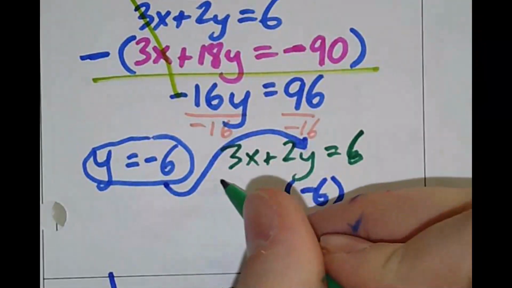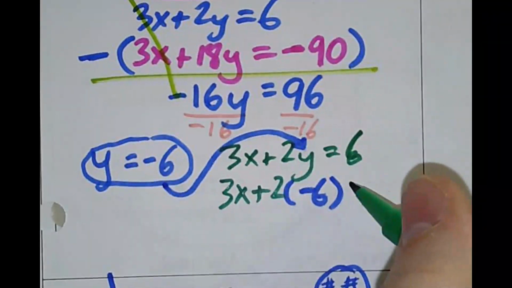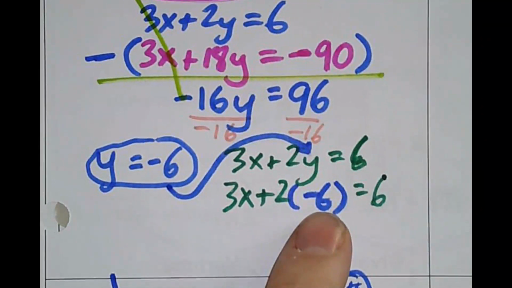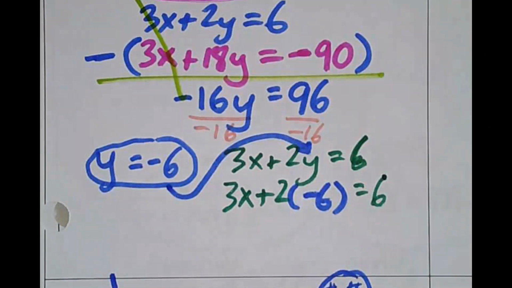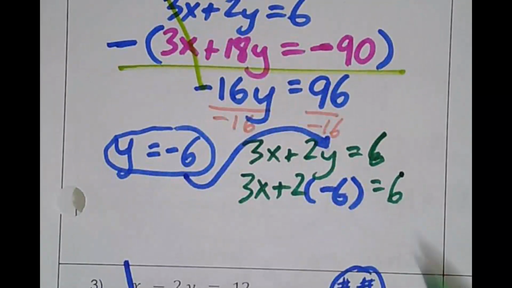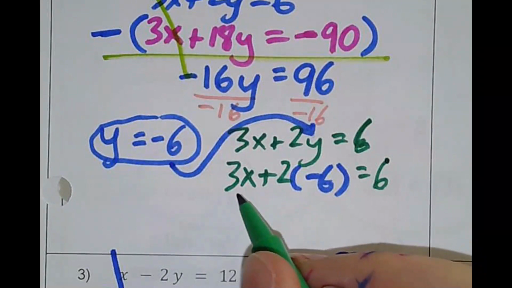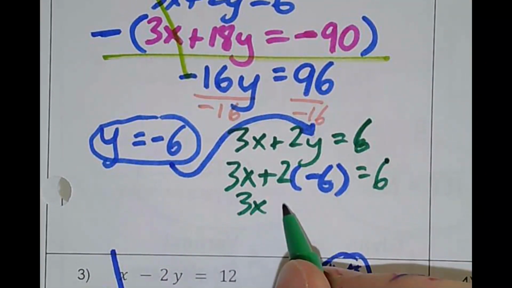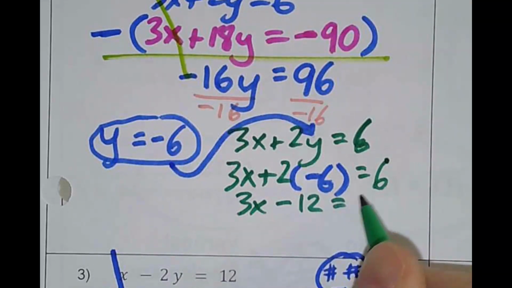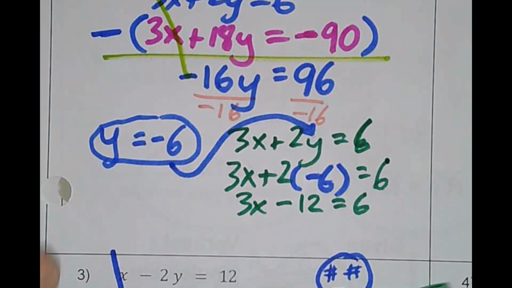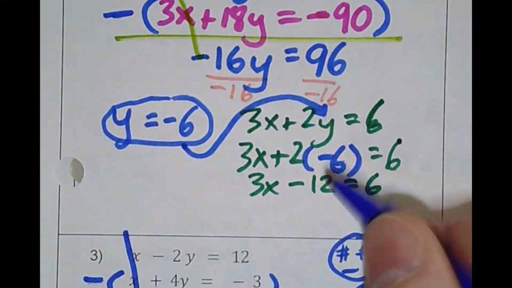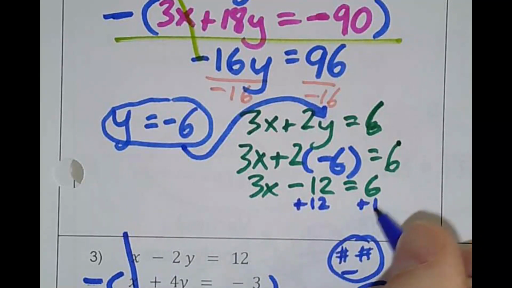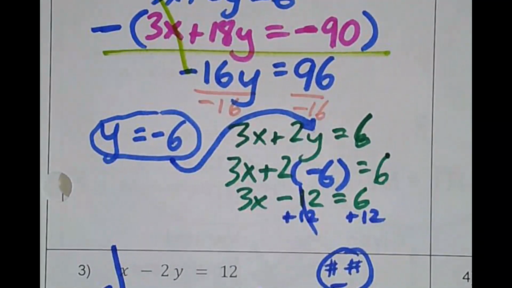Okay, and I'm going to write the rest of the equation exactly the same as it was, except the y becomes -6, because that's what it is. Okay, let's see what we get. 3x, what's that? Yeah, 3x minus 12 equals 6. Let's solve it. How do we get x by itself? We do inverse operation. So the opposite of minus 12, let's add 12 before we divide by 3.